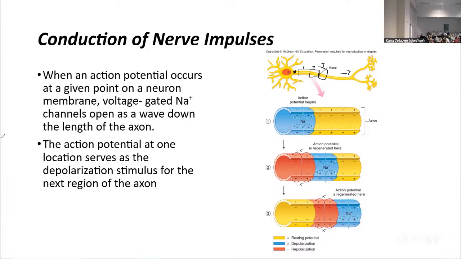So essentially what's happening is that one patch of membrane, one section of the axon, hitting threshold and setting off this cascade, our action potential with respect to positive 30, is the trigger, is the stimulus, is the depolarization to threshold necessary for our next passive membrane to do the same thing.